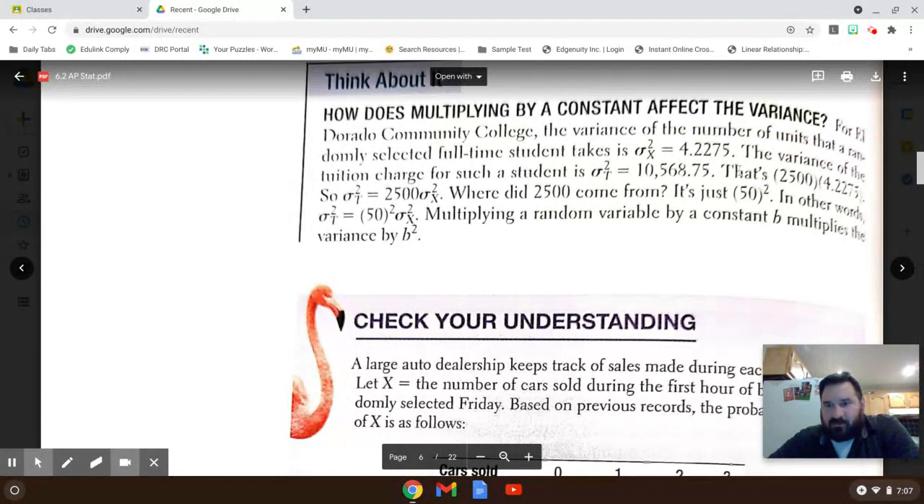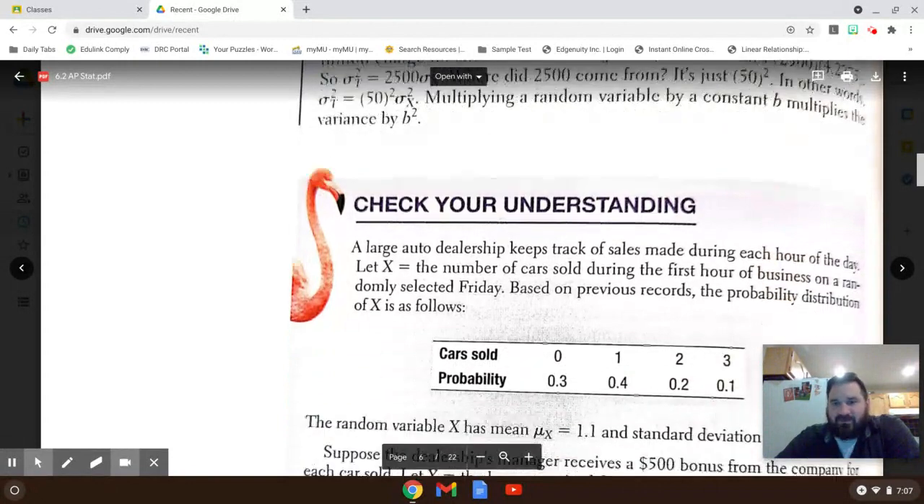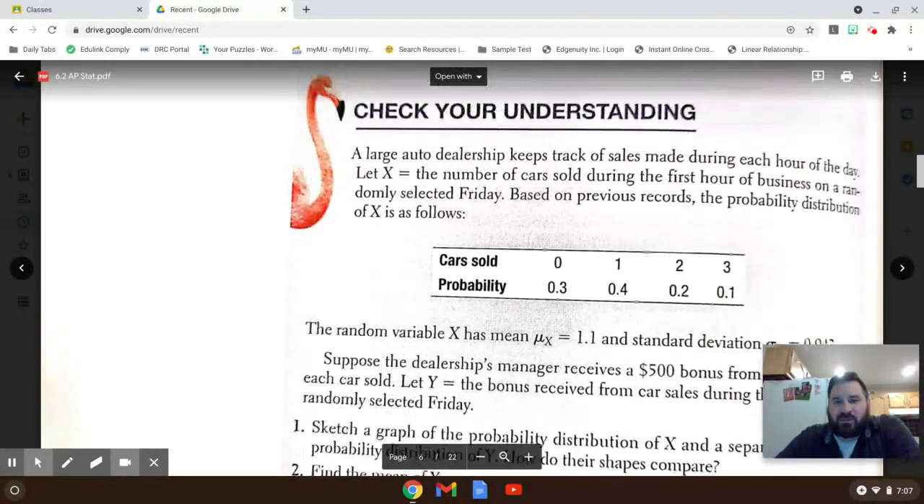So anyway, here's how they found it. 2,500 times the old variance, and the 2,500 is there because we had to do 50 squared to put it back in terms of variance. Remember, the square root of the variance is standard deviation. Whereas for standard deviation we multiply by 50, for the variance we have to go back a step, square that, and then multiply it. But again, that's just a side note.